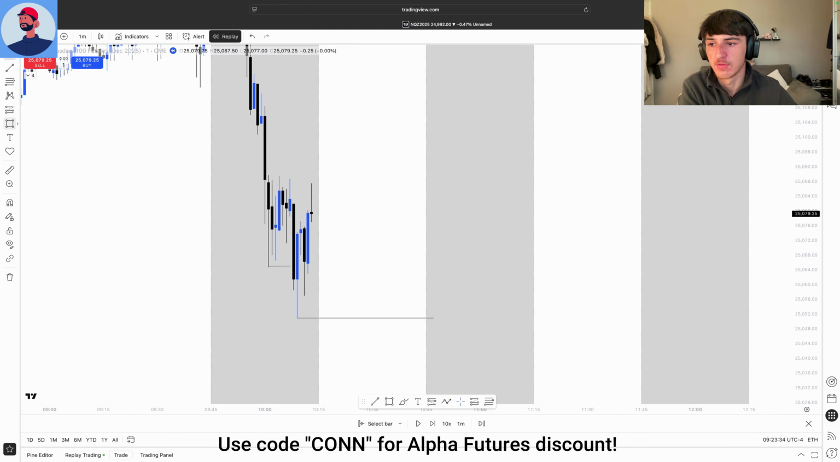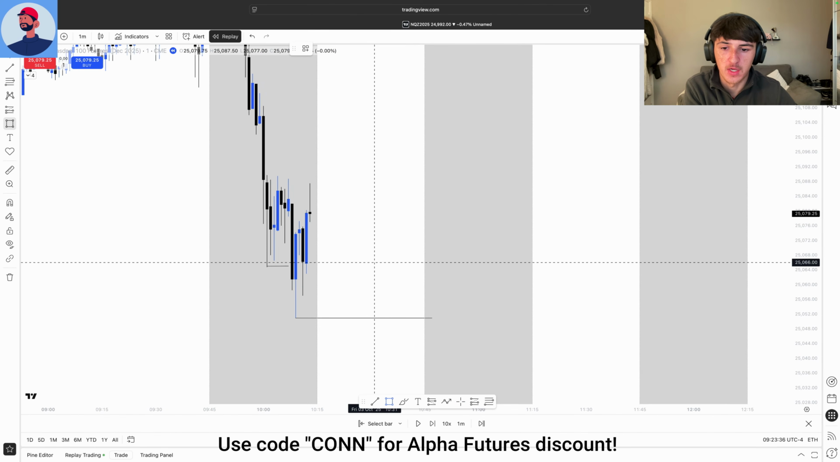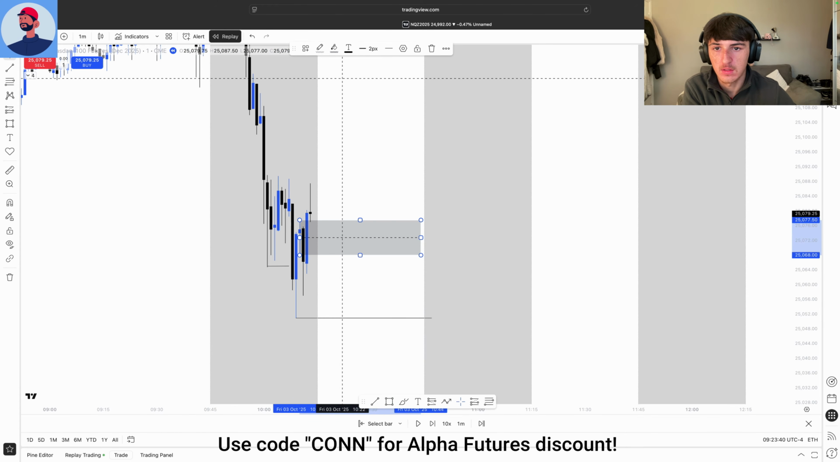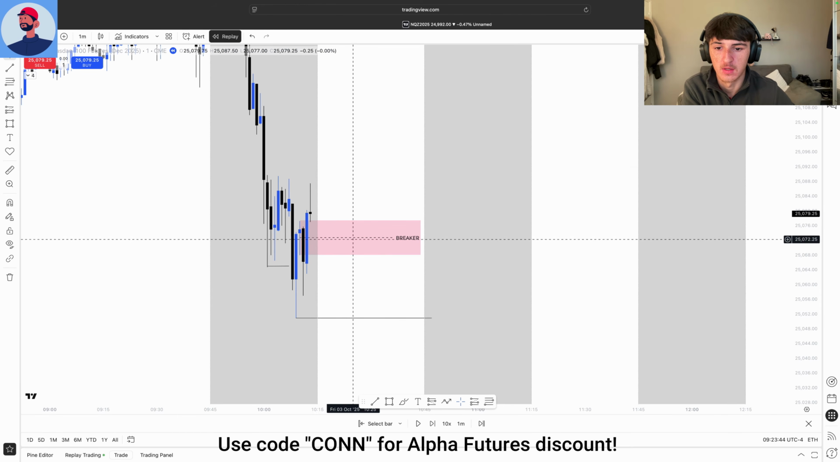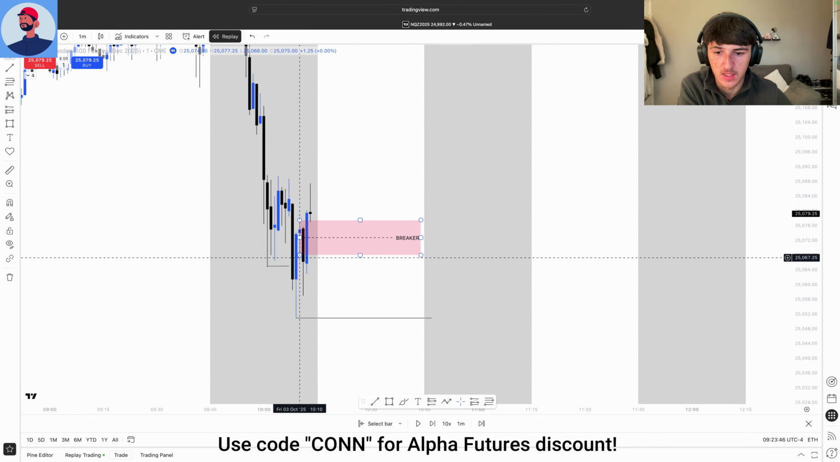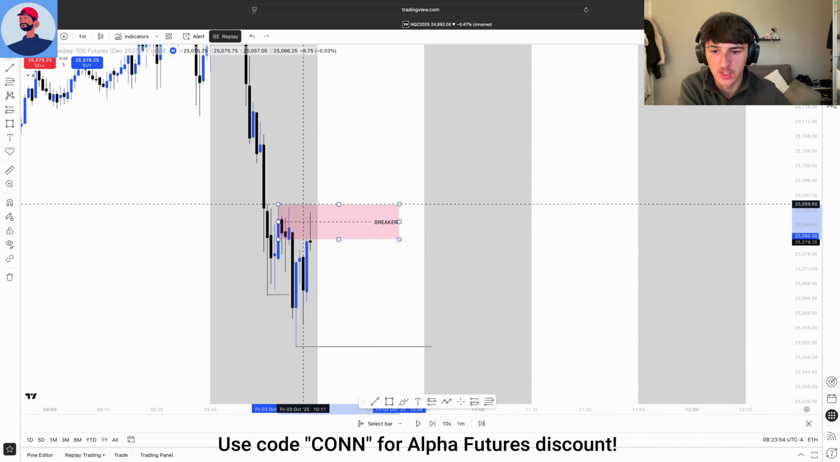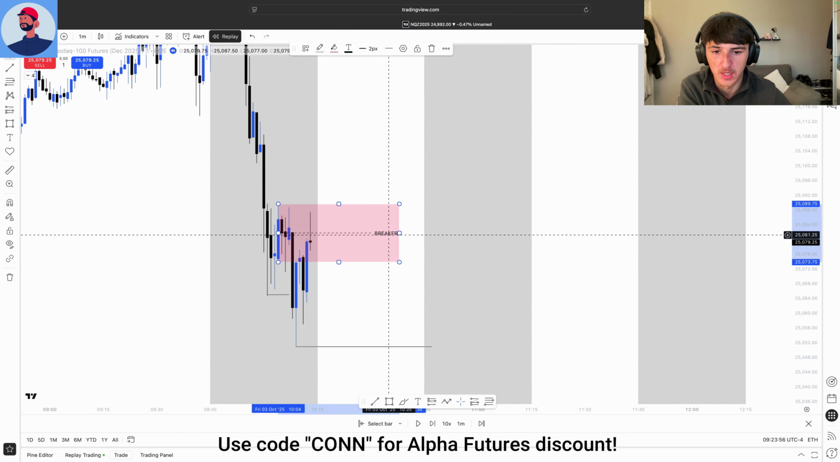Now, the way you're going to enter a trade using the unicorn model is by using a breaker block. Okay, and a breaker block is the last candle before the sweep. Okay, so this candle here is the last candle before we actually get that last bearish leg down. Okay, so if it was here, for example, this bullish candle would be the breaker block, okay?